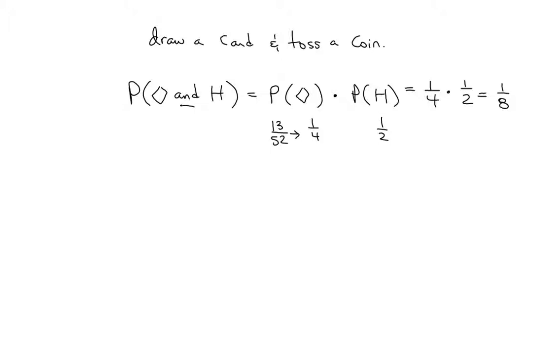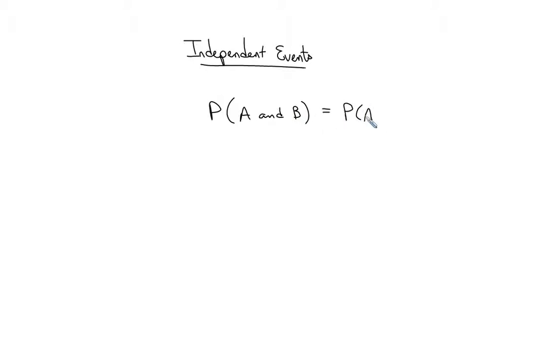Questions about that? So the formula for independent events is that the probability of A and B both happening is the probability of A times the probability of B. Everybody got that?